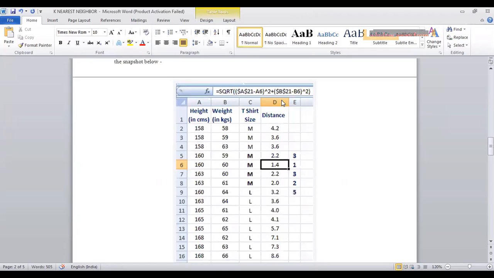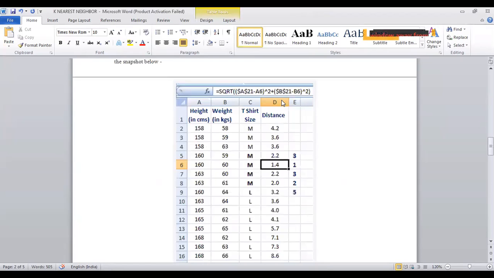So 158 and 59, and the new data point was 161. Okay, 161 and 61. So now we can calculate it as 161 minus 158 is 3. Then 61 minus 59 is 2. 2 squared is 4. So it comes 9 plus 4 is 13. So the square root of 13 is 3.6.